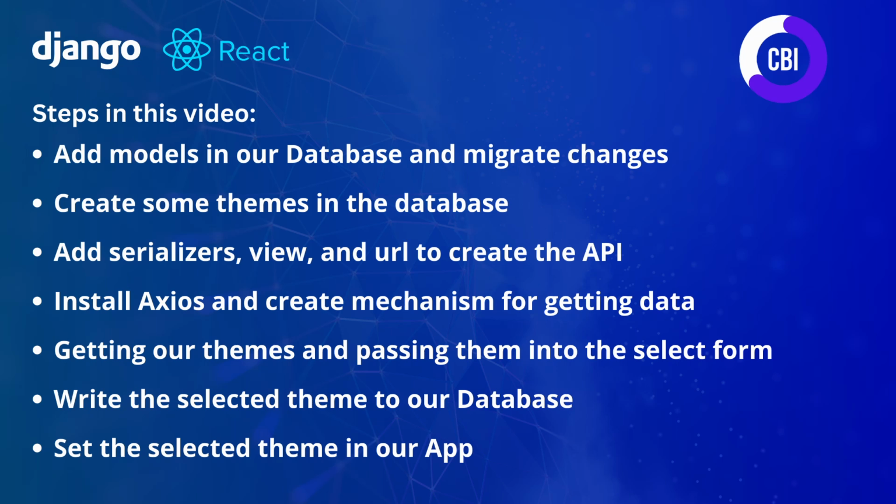Once we have made that API available to the front end, we need to do a lot of work on the front end to make sure that everything works over there. So we're going to start by installing Axios and creating a mechanism for getting the data from the API and using it in the front end. Then we're going to get all of our themes and pass them into the existing select form that we have already created in the previous video. And we're going to create some logic that allows us to select what the active theme should be. Then as a last step, we will make sure that the details of the active theme are passed into our theme in the front end.